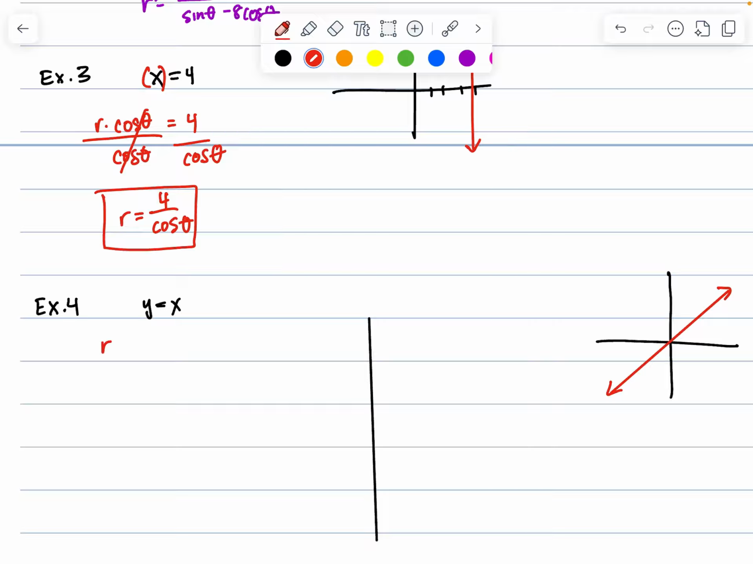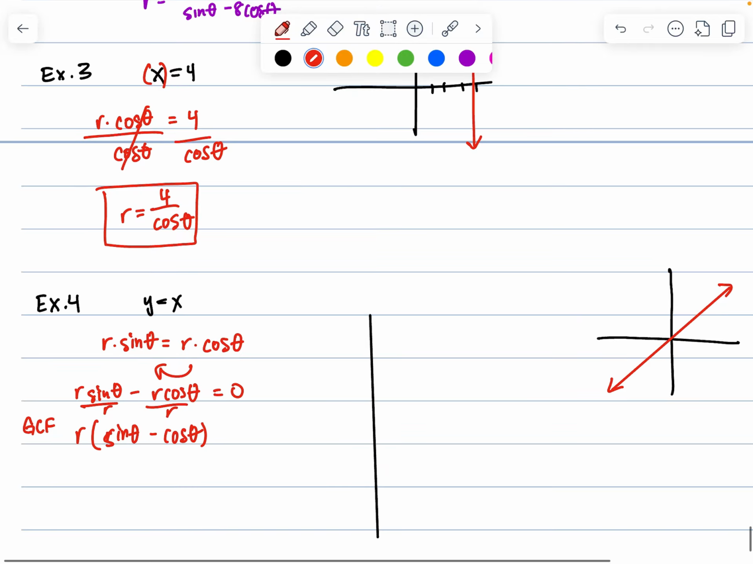If I did this, r times sine theta is equal to r times cosine theta, then I could bring this to the left side. So all the r's are on the same side. R sine theta minus r cosine theta is equal to 0. Now we could GCF this. We have r times sine theta minus cosine theta after you divide out the r's.